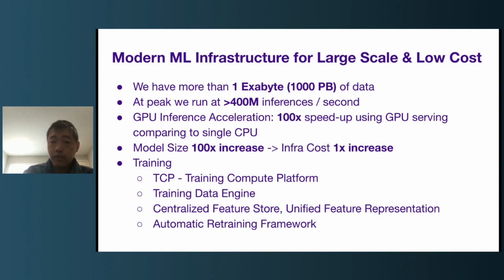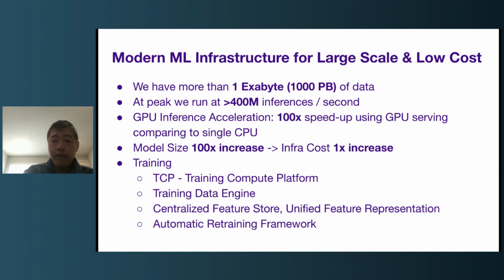With the massive amount of data we have and the need of more than 400 million inferences per second, we have to build a scalable and cost-efficient machine learning infrastructure. We not only enable GPU serving, but we have also optimized our training and serving using mixed precision and CUDA graph optimization. So although the model size has increased 100 times, as we'll talk about for the home feed example, the cost increase or latency increase is actually very little.